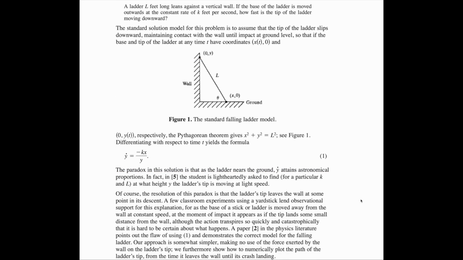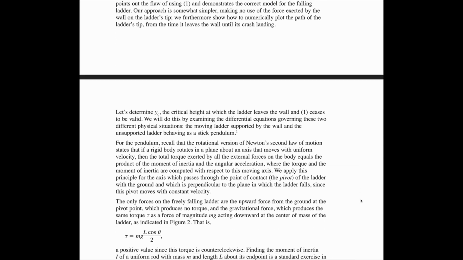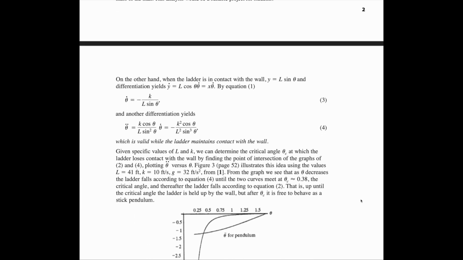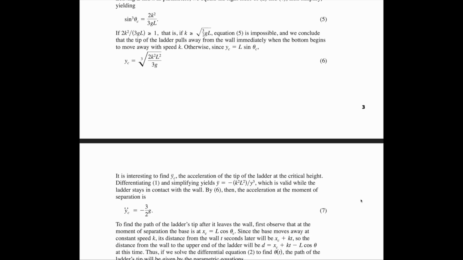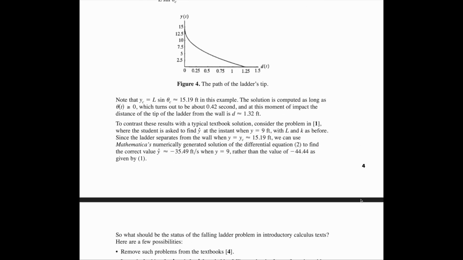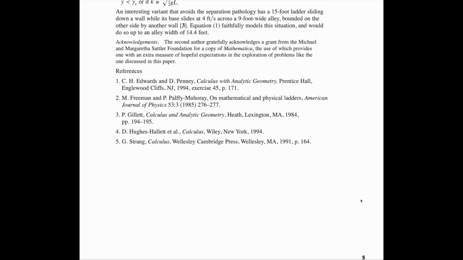This video is based on a journal article, The Falling Ladder Paradox, by Paul Scholten and Andrew Simoson from the January 1996 issue of the College Mathematics Journal. If you would like to read more about it, I have left a link to it in the description below.